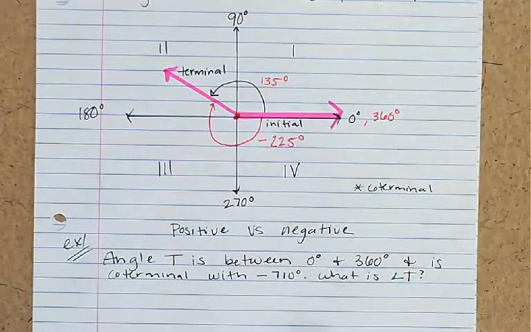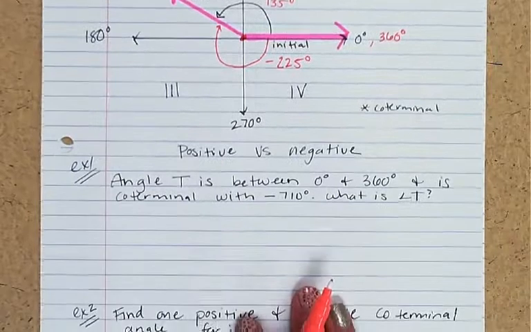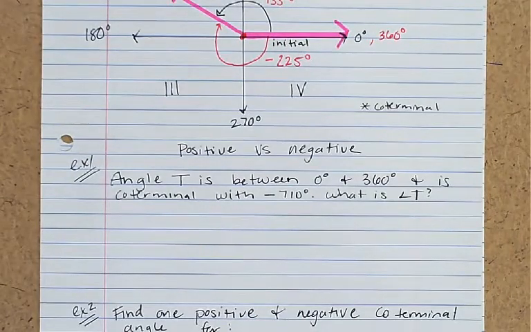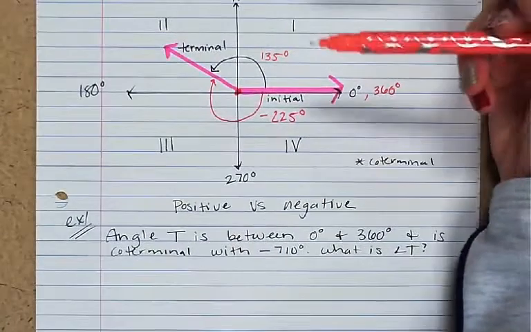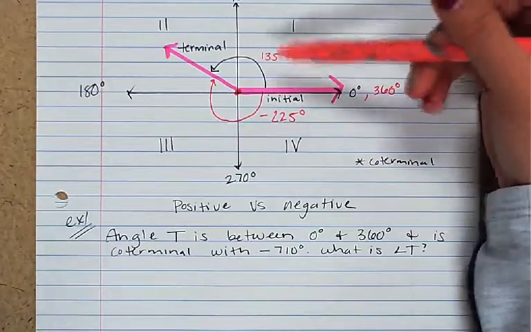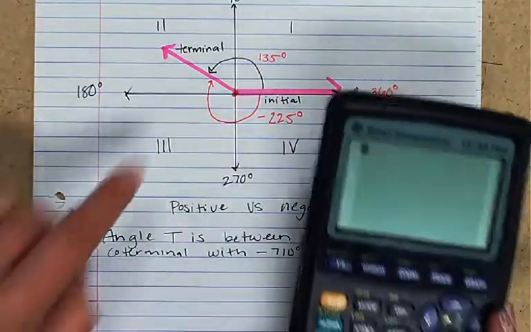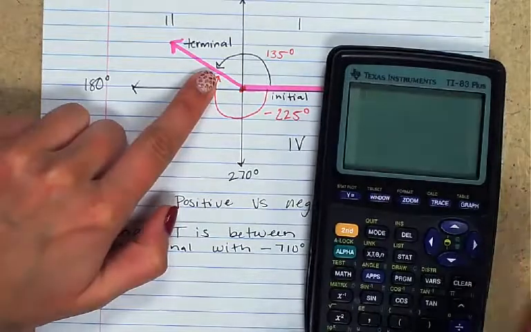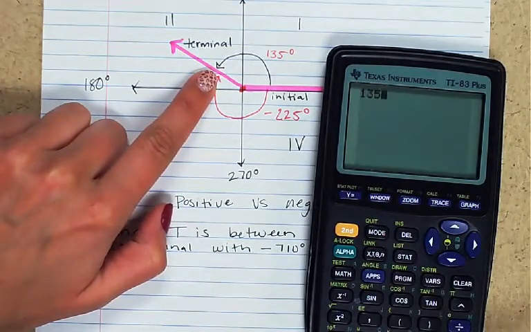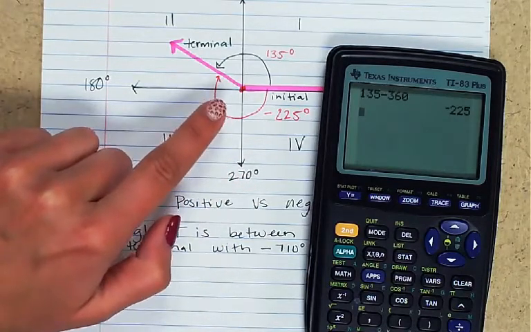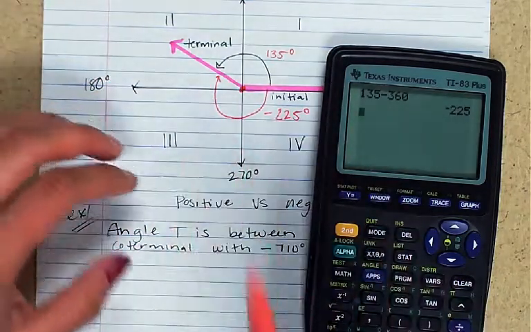Let's see. Our first example says angle T is between 0 and 360 degrees and is coterminal with negative 710 degrees. What is angle T? To determine a coterminal angle, you can either add or subtract 360. Like right here when I said this was 135, if I wanted to get a coterminal angle with that, I could do 135 minus 360, and that's how I got the negative 225. Now you can loop it around more than once.